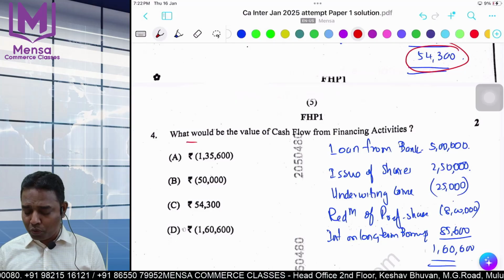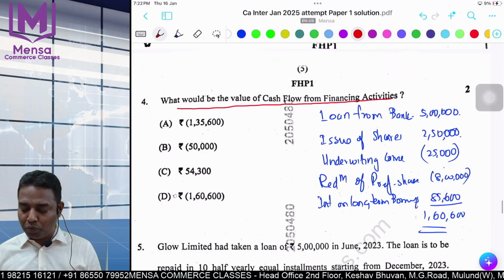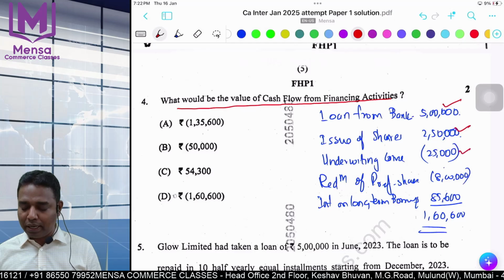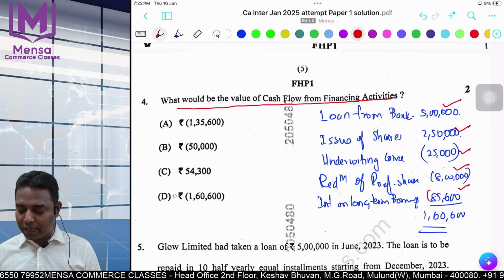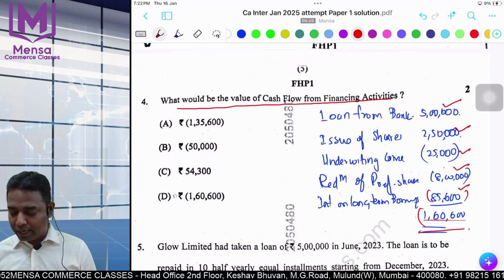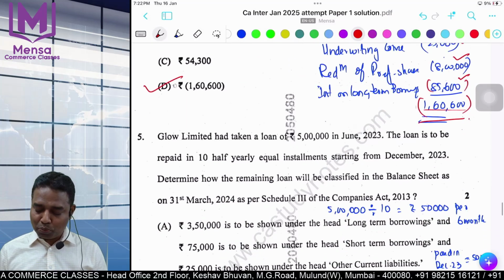Next is what would be the cash flow from financing activities? So we have taken loan from bank, that is inflow, issue of shares inflow, underwriting commission is an outflow negative, redemption of preference share is negative, interest on long-term borrowing is negative, so you will have a total of 1,60,600 negative, which will be option number D. Fine, let's move on to the next question.